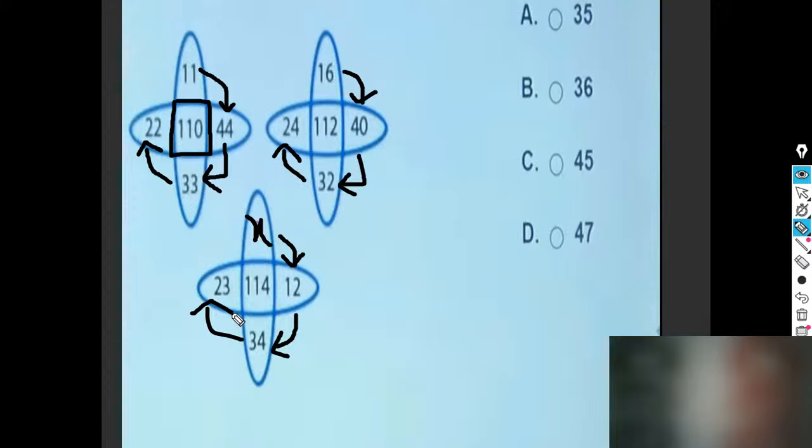So if we add all those numbers and subtract from 114, we will be getting the final answer as 45. First try to add all the numbers: 34 plus 23 plus 12, and subtract it from 114, because the middle number is the total sum. So that will be equal to 45. If x is 45 and you add all the numbers, it will be equal to 114. That is the correct answer.